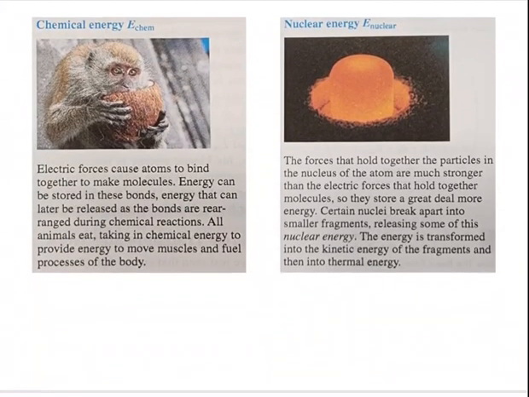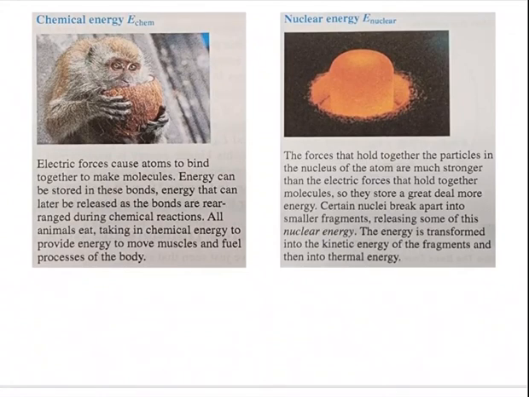Okay, moving on. So we have chemical energy now, the electric forces that cause atoms to bind together to make molecules. So energy can be stored in these bonds. Energy can be later released as the bonds are rearranged during chemical reactions. All animals eat, taking in chemical energy to provide energy to move muscles and fuel processes of the body. There's other things that we can talk about with chemical energy. Like I said, we're not going to focus too much on chemical energy. We talk about it a little bit here and there, but E sub chem is our chemical energy symbol.